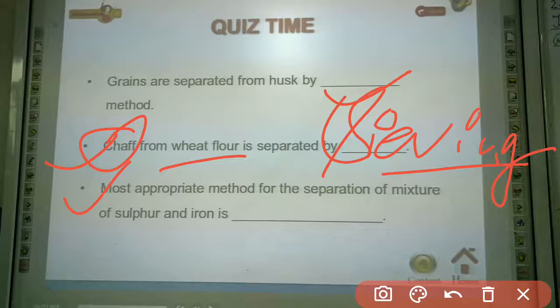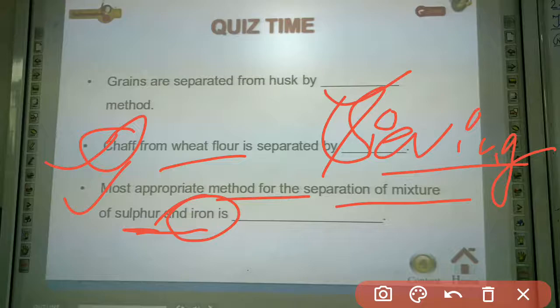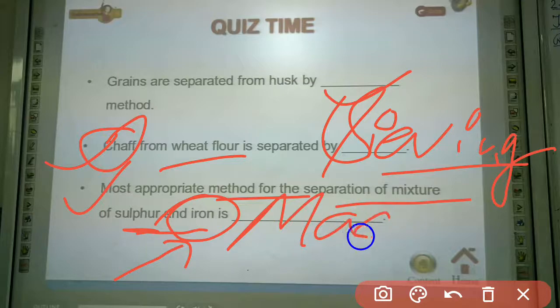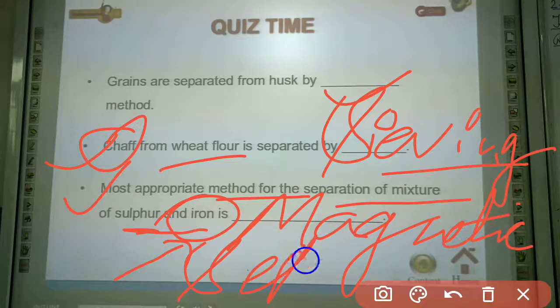The third one is the method for the separation of a mixture of sulfur and iron. There is one thing which you can do. Wherever you see magnetic substances, for example iron, nickel or cobalt, these are the magnetic substances. Wherever a magnetic substance is involved, the method of separation will always be magnetic separation. So the answer of the third one is magnetic separation.